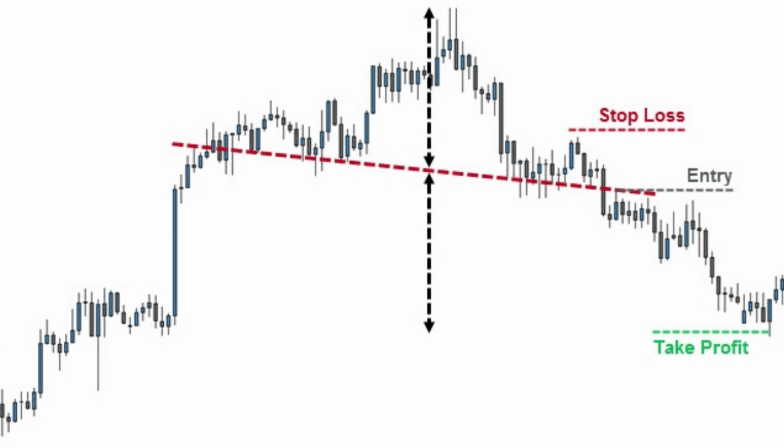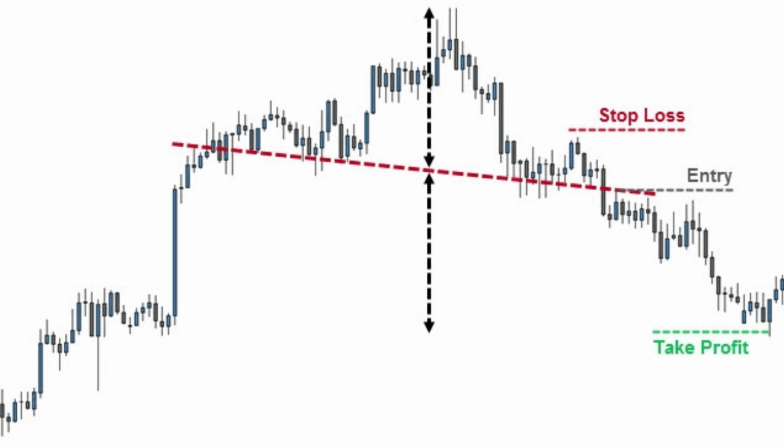Confirm the neckline. Once you have identified the pattern, it's crucial to confirm the neckline. The neckline acts as a support level connecting the lows of the left shoulder and the right shoulder. It validates the pattern and provides a reference point for potential entry and exit levels. Wait for the price to break below the neckline to confirm the bearish reversal signal. This break is a key trigger for initiating trades.